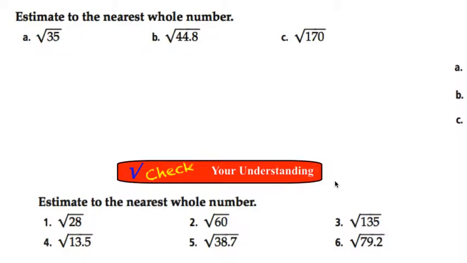All right, here's a couple more. Let's go ahead and try these three together. And then the check your understanding part, I'll let you go ahead and do on your own and bring that to class. So let's take a look at letter A, the square root of 35.